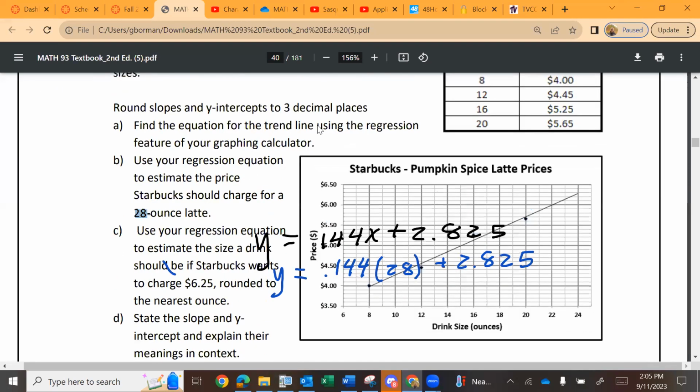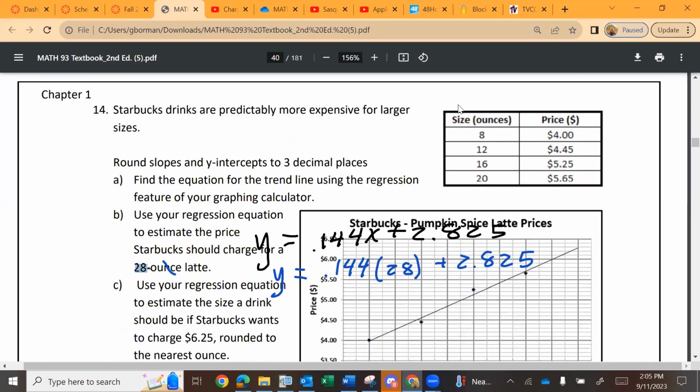Part C, there are 4 parts to this. Use your regression equation again to estimate the size a drink should be. Oh, this time we want to figure out size. We want to solve for X, which means they're going to give us a Y. They're going to give us a dollar amount. Estimate the size a drink would be if Starbucks wants to charge $6.25, rounded to the nearest ounce.